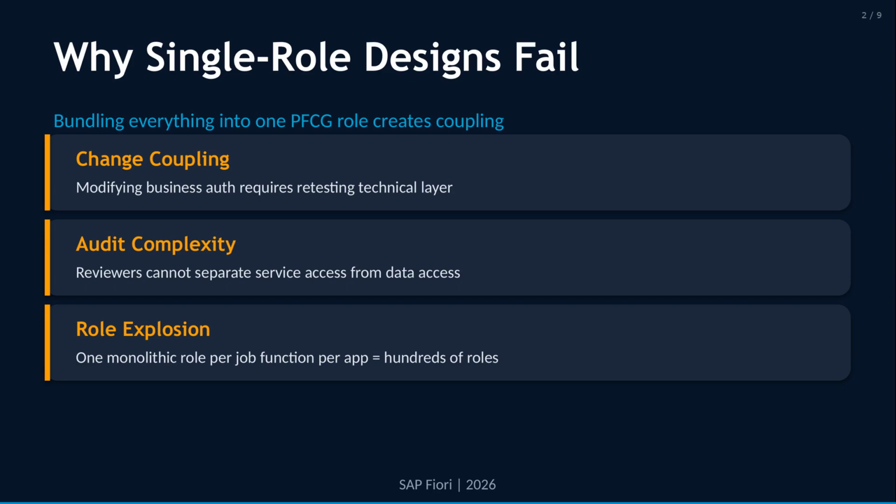Role maintenance becomes a matrix of dependencies. Audit findings pile up because reviewers cannot separate "can the user reach the service" from "can the user see confidential data." The three-tier model eliminates this coupling by giving each concern its own role.